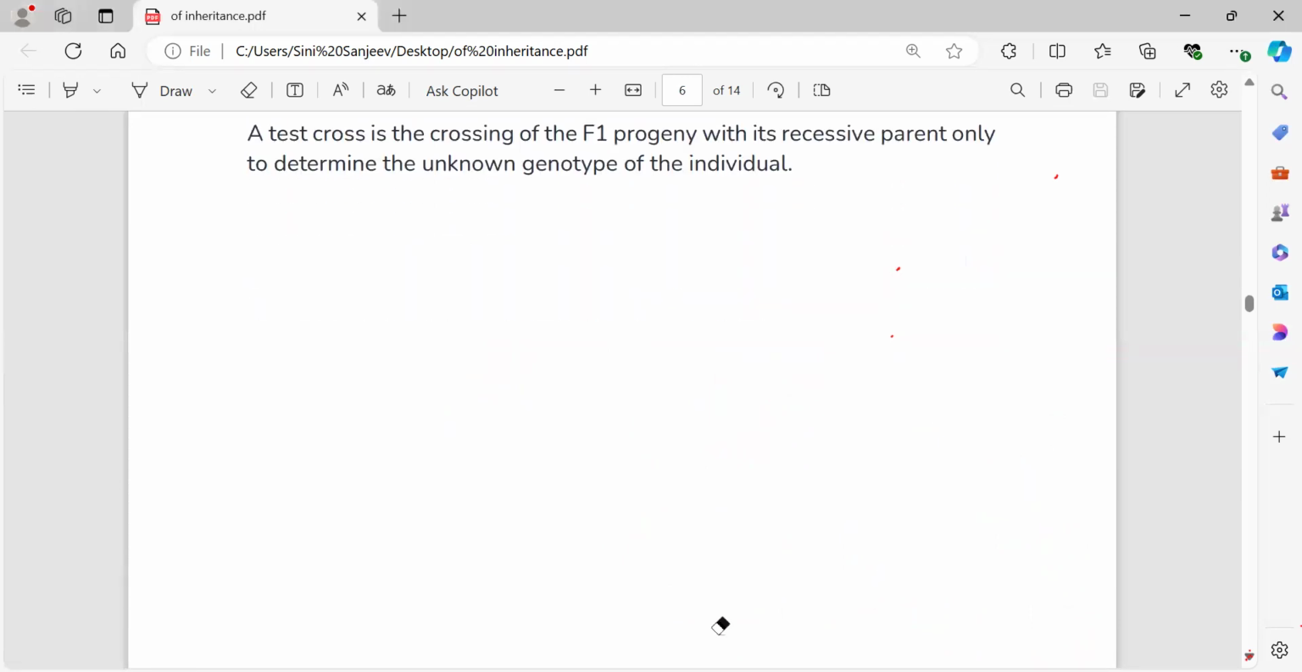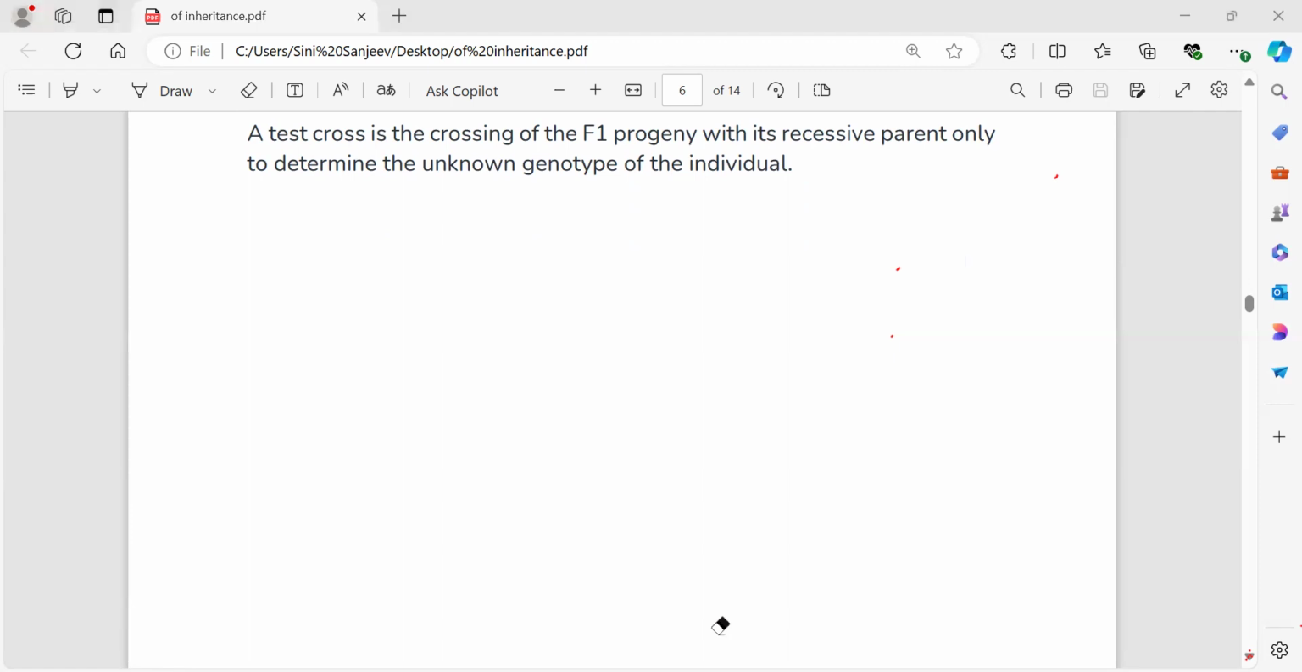So, test cross. What does test cross mean? Here, there will be the crossing of the F1 progeny with only a recessive parent. Hence it's called the test cross.